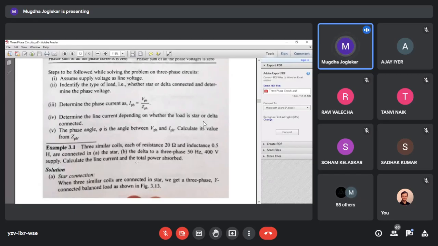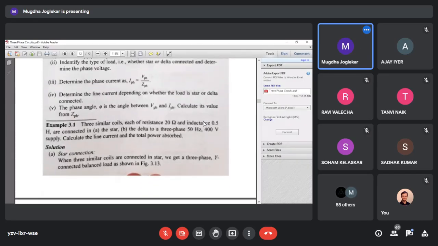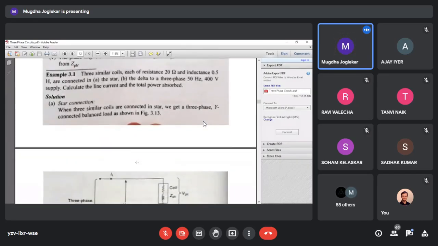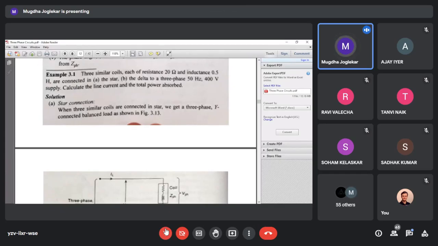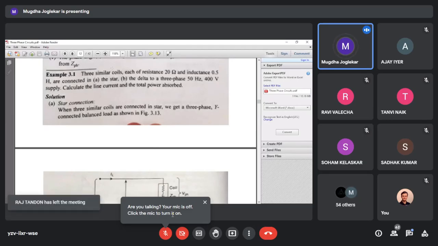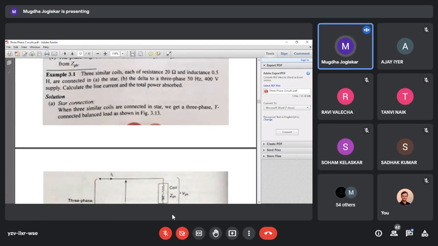Yes, done with the question, everybody? Right? Yes. So you can see they have given the resistance 20 ohm and inductance 0.5 Henry. It is there in the impedance. So this is an inductive load, as I told you earlier. And they are telling that it is connected in star with a 50 hertz 400 volt supply. So always the voltage which is given here is a line voltage.